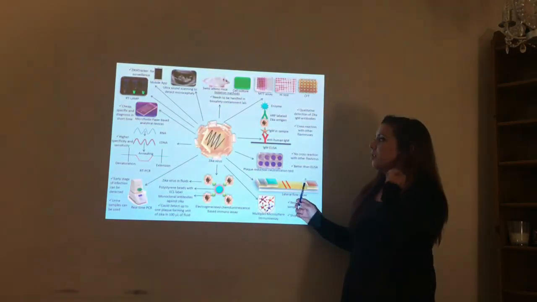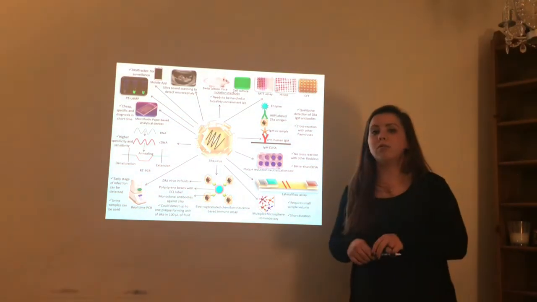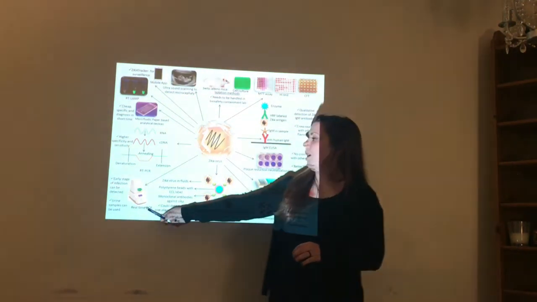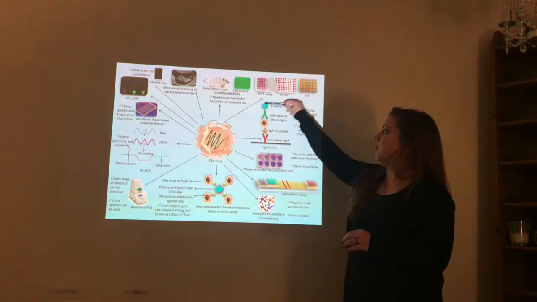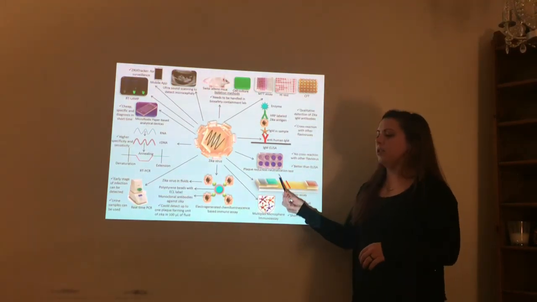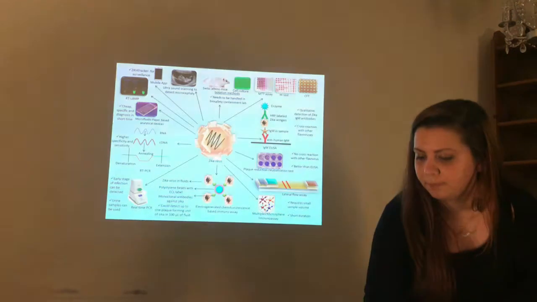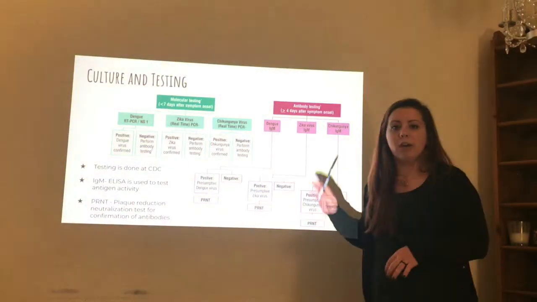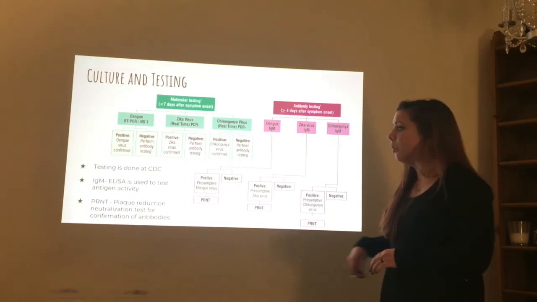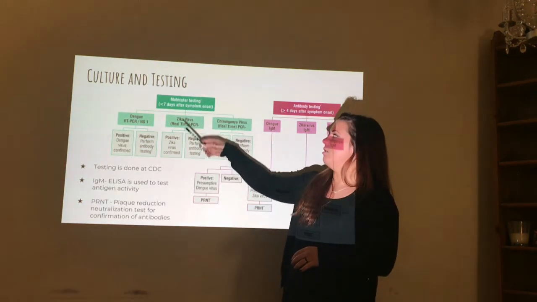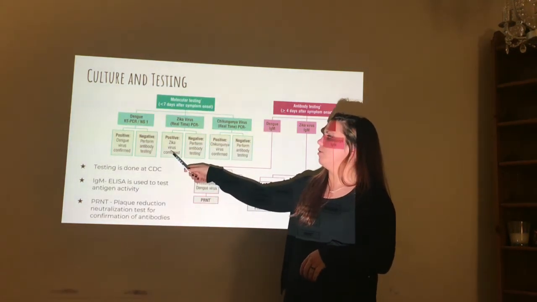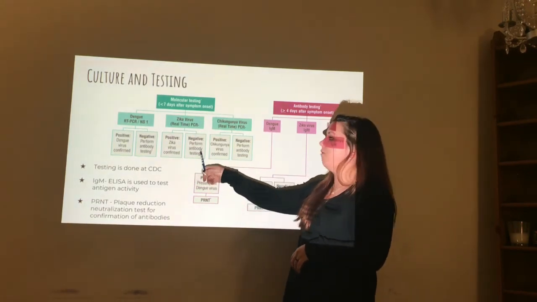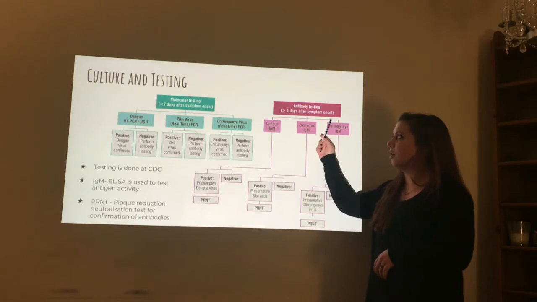These are some of the testing options. The 3 that the CDC uses are the real-time PCR, the IgM ELISA, and PRNT. As you can see here, this is a little diagram of what the CDC will use. If you are less than 7 days after onset, they'll do a real-time PCR. If you're positive, then you're confirmed. If you're negative, then they do further testing.